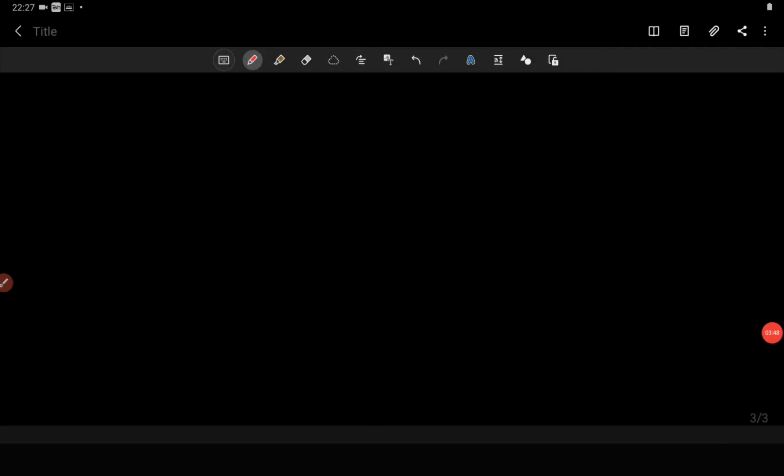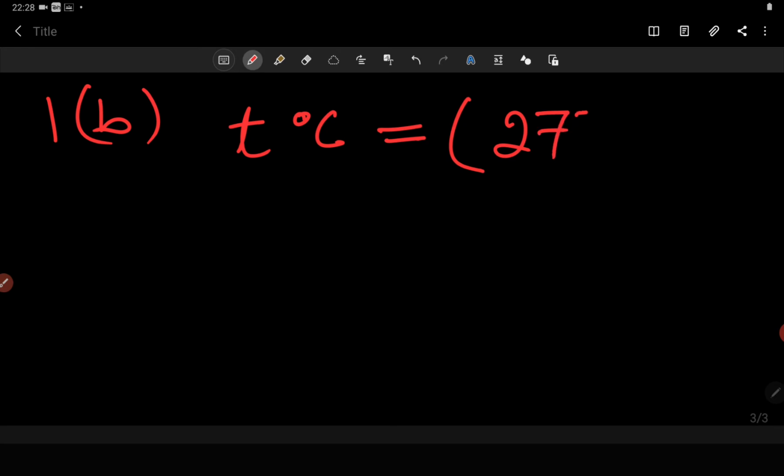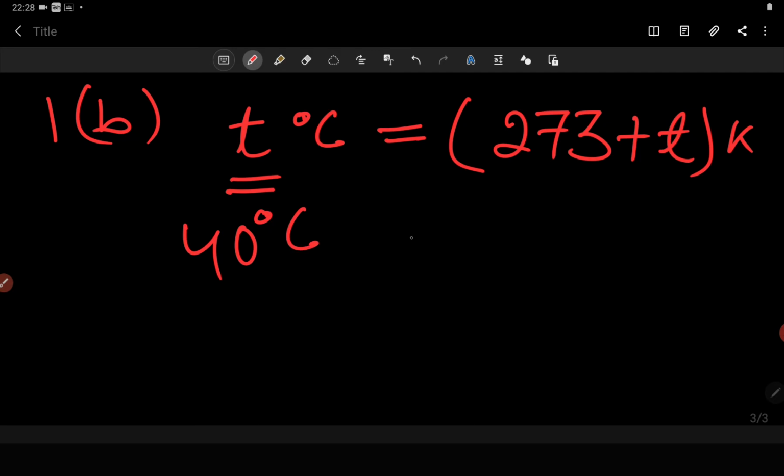So I hope you have understood how to do number 1A. Now coming to the solution of number 1B, here degree Celsius needs to get converted into the Kelvin scale. The formula which we were using is T degree Celsius should be equal to 273 plus T Kelvin, right? So that means to convert 40 degrees Celsius into the Kelvin scale, what am I supposed to do? I am supposed to add 273 to this 40.